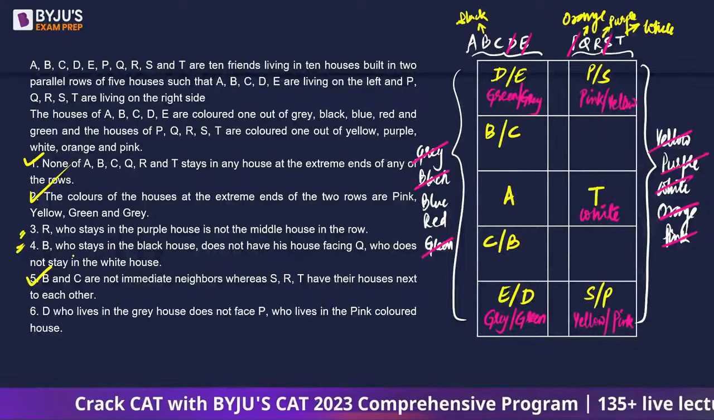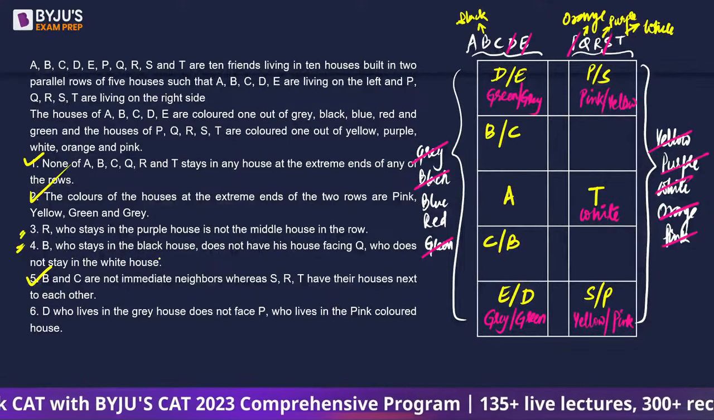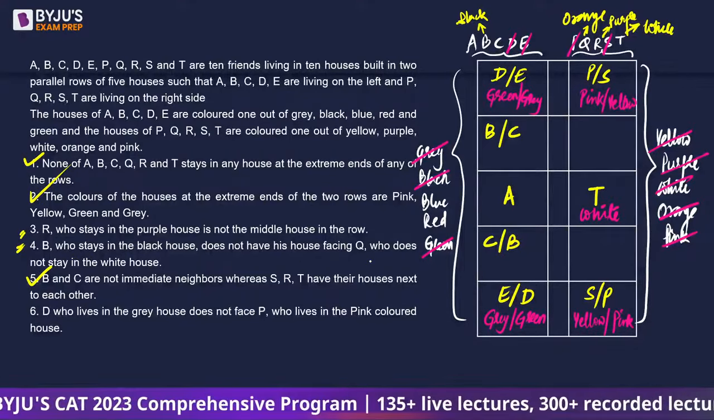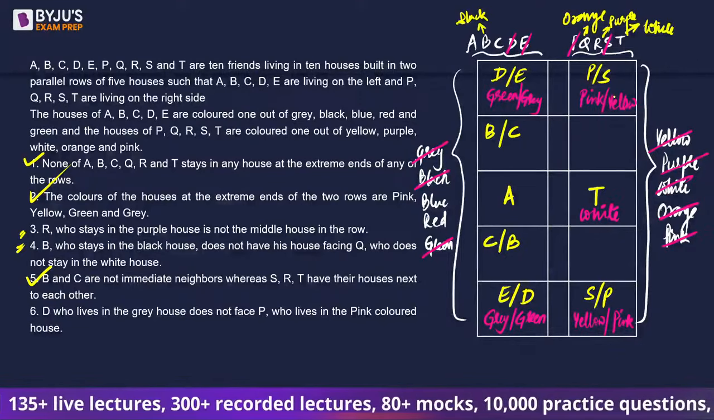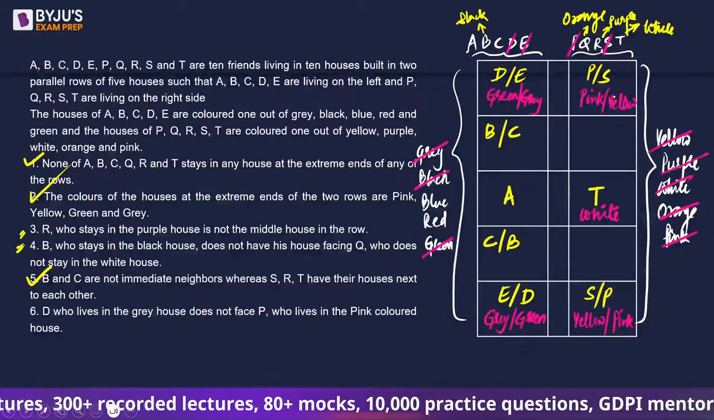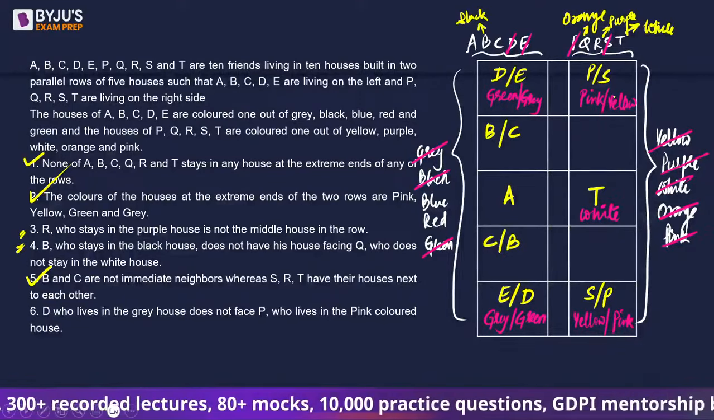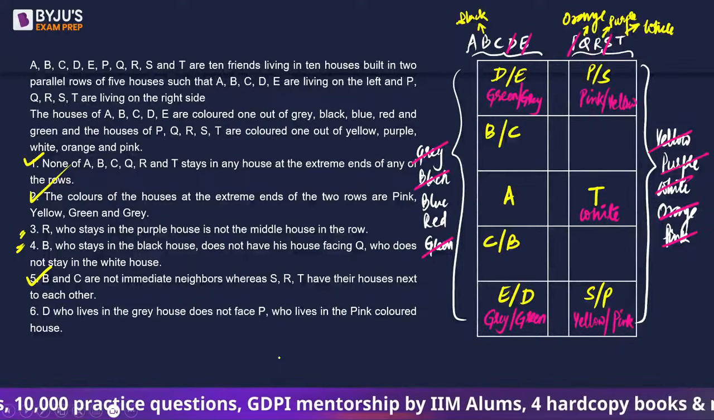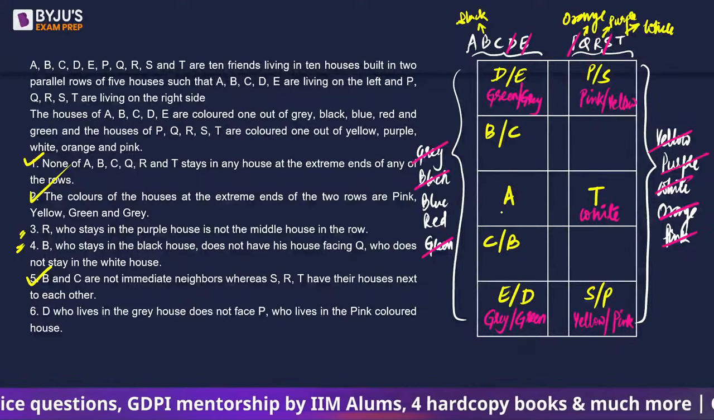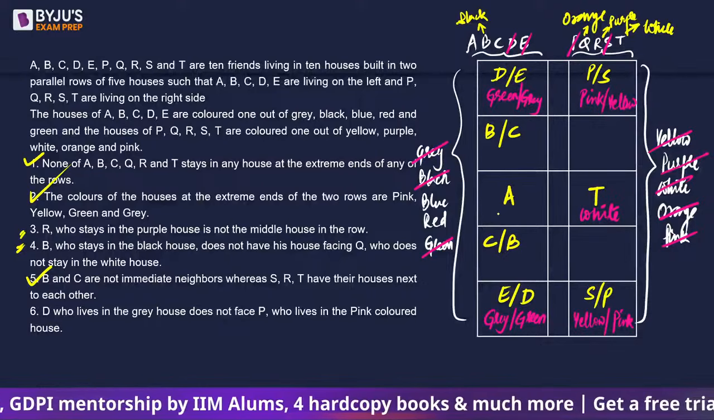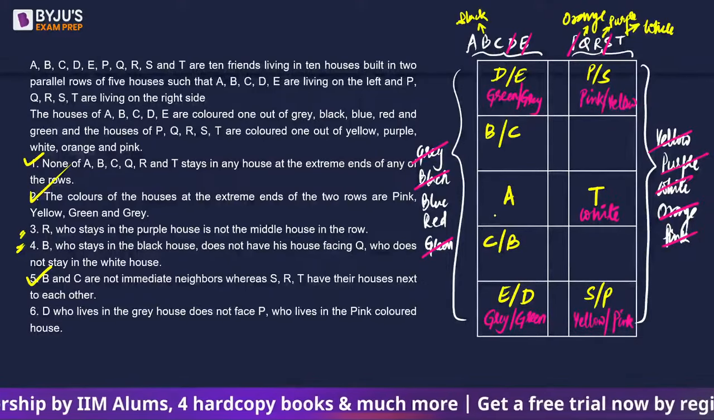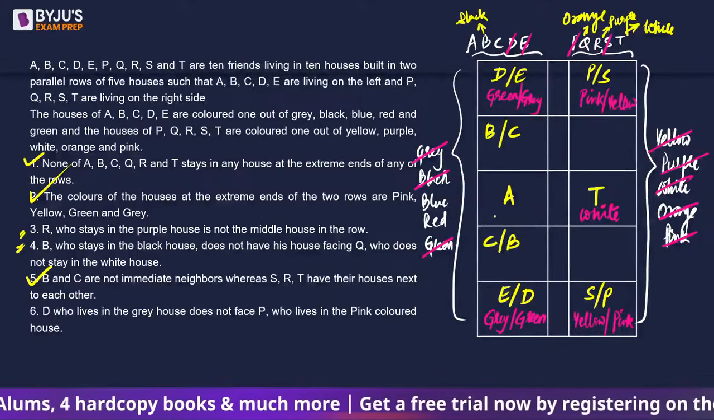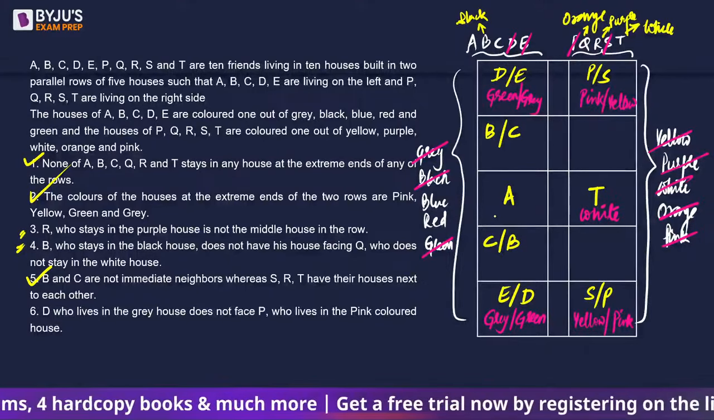Now we know that B, who stays in the black house, does not have his house facing Q. So wherever B goes, Q cannot go there. Accordingly, we will have the arrangement for S and R. Okay, next statement. D who lives in the gray house does not face P, and P lives in the pink colored house. So let's do this.